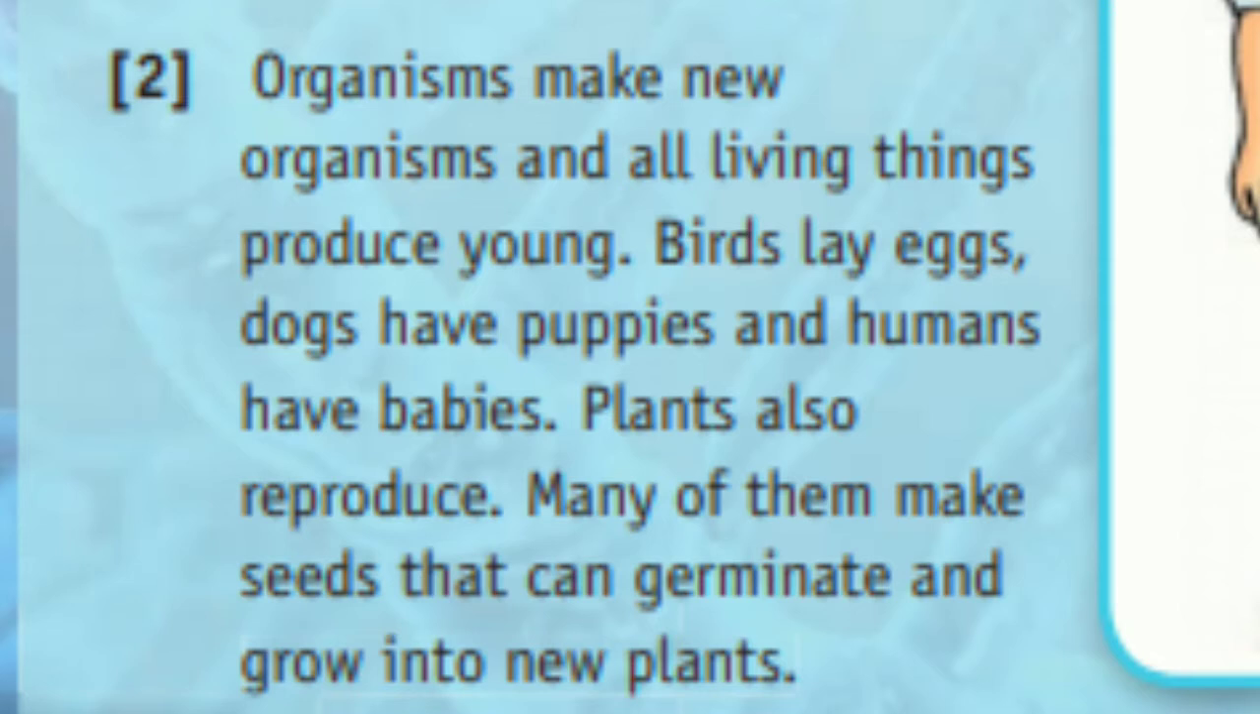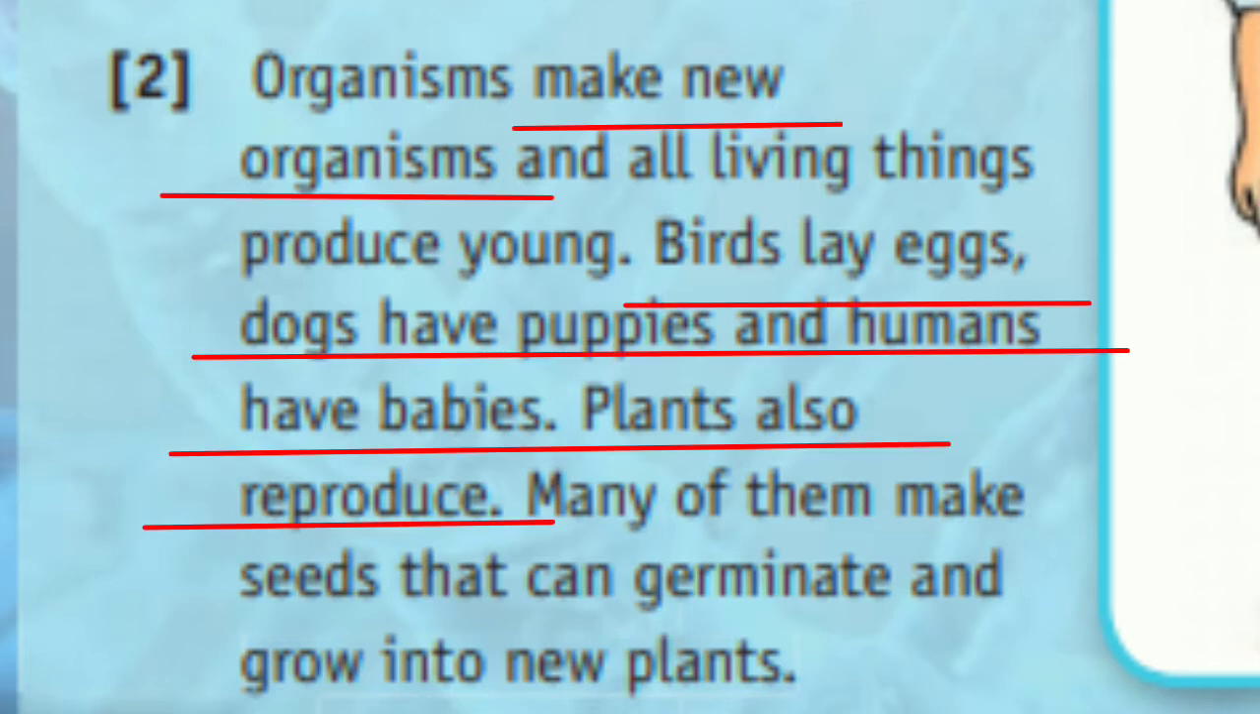The second paragraph. Organisms make new organisms, and all living things produce young. Well, as you can see, that's obvious. Making new organisms. So it should be reproduction, right? And here are supporting ideas like birds lay eggs, dogs have puppies, humans have babies.